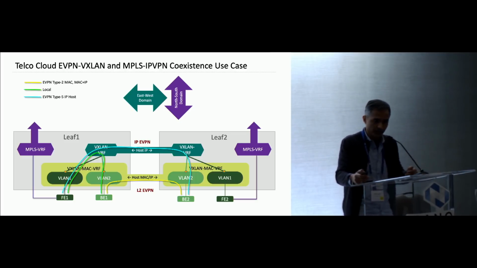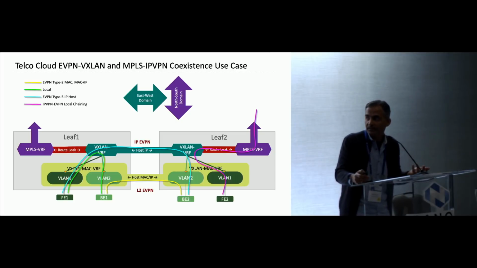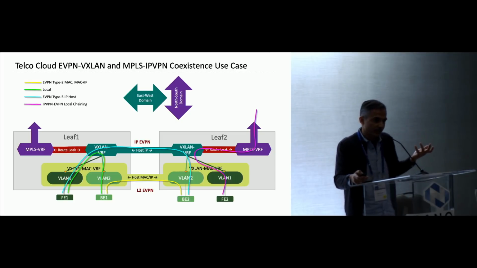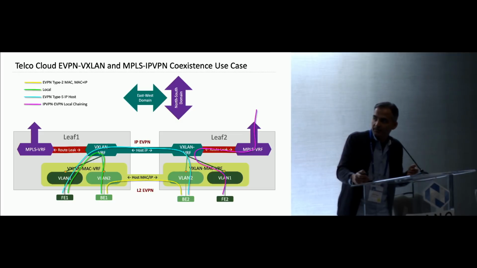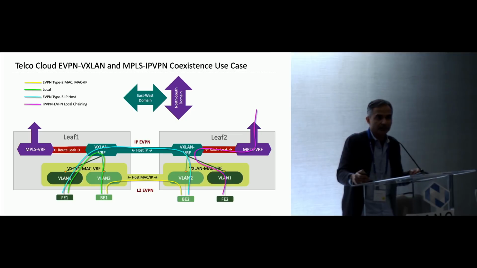So that's one form of coexistence, and it doesn't seem so pretty. But another way is I can get rid of that interface, and I just leak routes between the MPLS VRF and the VXLAN VRFs. And it's kind of service chaining. So all my east-west traffic in this case is actually VXLAN, exactly like we did in lesson 2. And my north-south is now going over MPLS VPN. Okay.